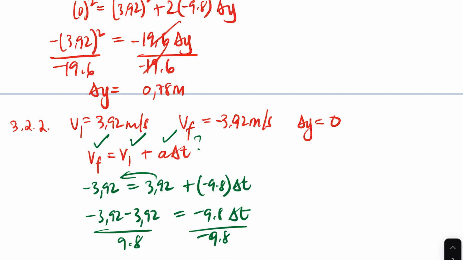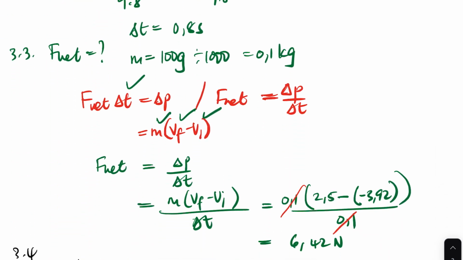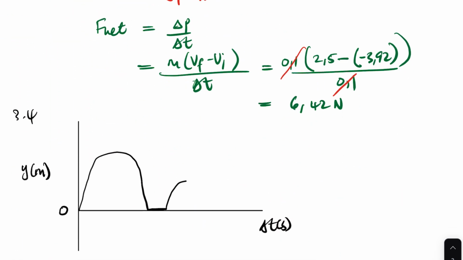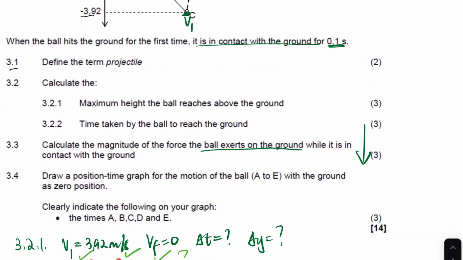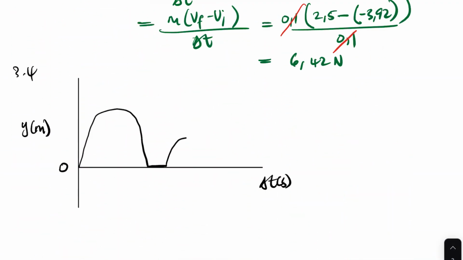So what do we have to show in our graph? We have to show the points. They said, clearly indicate the following: A, B, C, D on the graph. So let's show that. It started at A, goes to the maximum point B, and goes to the ground C, and then it moves from the ground D, and then it goes to the second maximum point, which is E. Our graph is going to be like that.